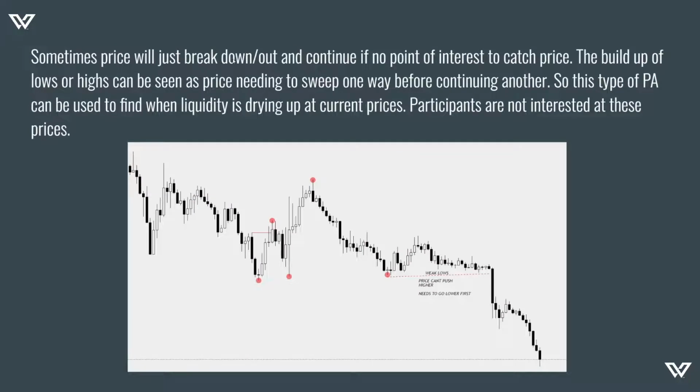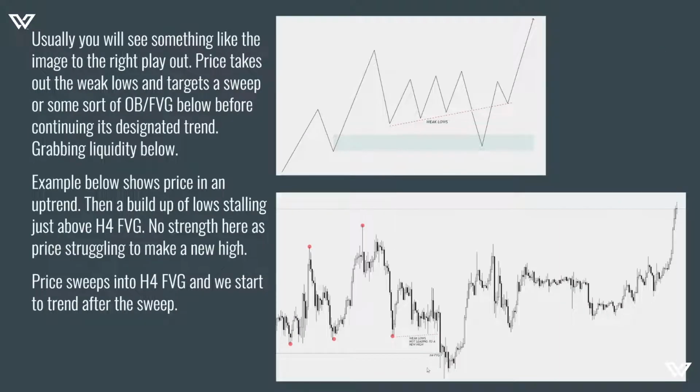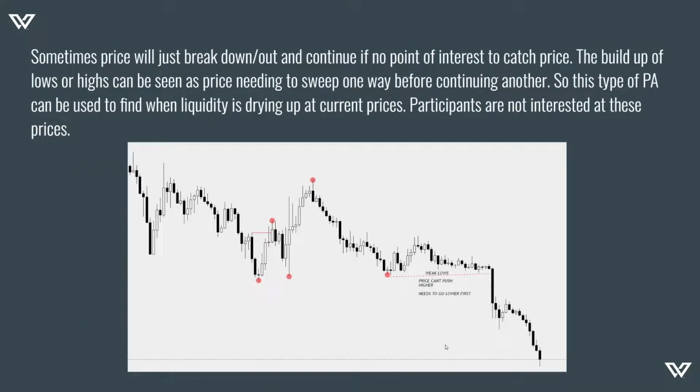Sometimes price will just break down and out and continue if there's no point of interest to catch price. So for example, on this one, if the H4 fair value gap was not below, this could just continue to sell off to the downside. The build up of lows or highs can be seen as price needing to sweep one way before continuing another. So this type of PA can be used to find when liquidity is drying up at the current prices.